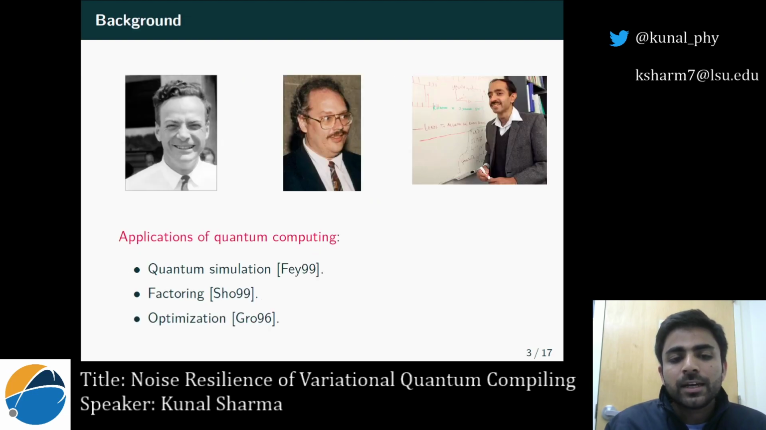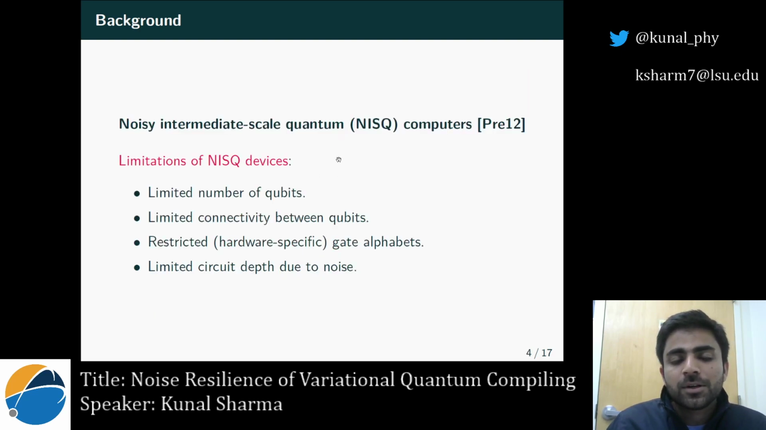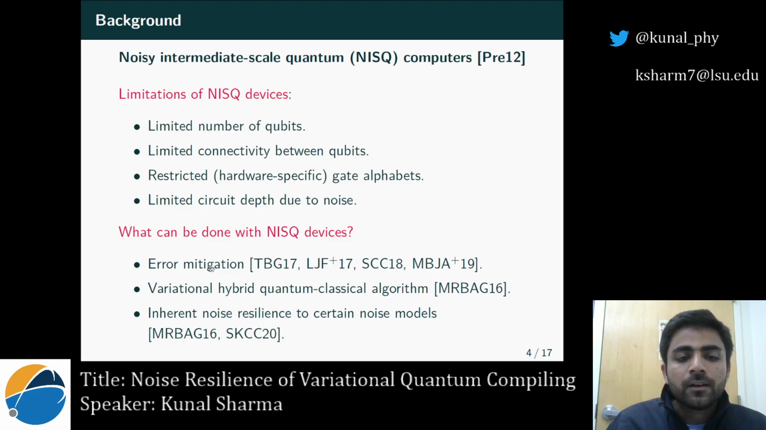So for the past 2 decades, we have been aiming for these three applications: quantum simulation, factoring, optimization. However, our current quantum computers are noisy and they are NISQ devices, and we are limited by number of qubits, connectivity, gate alphabets, and also depth because there is too much noise. So what can be done with noisy devices? Well, we can do error mitigation, or we can do some variational algorithm. And the third application, which is part of my talk, is to come up with algorithms which have inherent noise resilience, maybe to certain noise models.